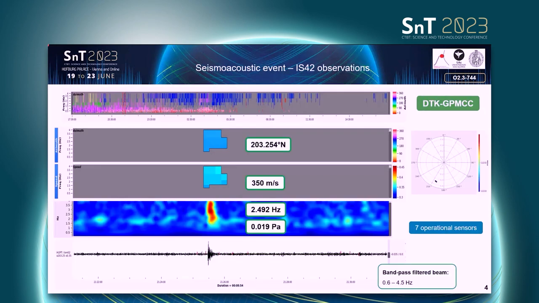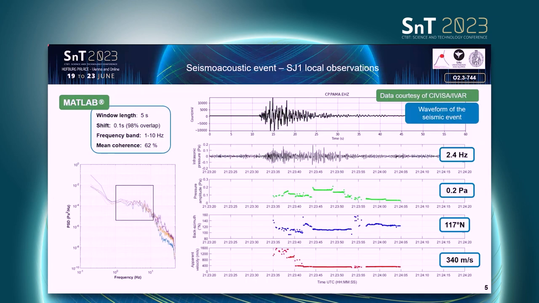Here are the results of the IS-42 station, which is compatible with the results of the SG1 array in São Jorge. We can see here, first, the waveform of the seismic event. 2 seconds after, the event started to be detected by the SG1 array. The first cluster is due to the shaking of the sensors, and then the flat line is the infrasound signal.